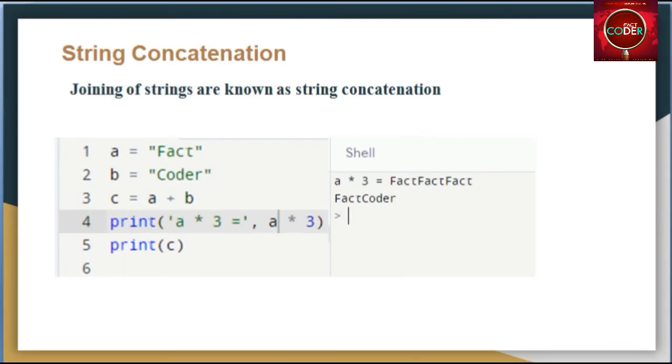String concatenation. Joining of strings is known as string concatenation. For example, let's consider a variable a as fact and variable b as coder. So c equal to a plus b, and the output of c is fact coder. Suppose I want to print a variable 3 times, then I can use a star 3, whose output is fact fact fact. Suppose you want to print the same variable 2 times, then a star 2. So the output will come as 2 times of the given value.